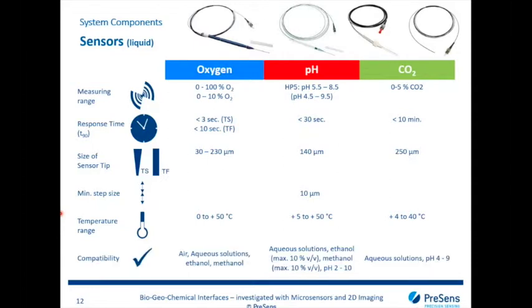So our oxygen sensors can be applied both in air as well as in aqueous solutions. It's also possible to use them in ethanol or methanol, or if you need to clean them, it's also possible in 100% ethanol or methanol. For pH and CO2, they both need to be applied in aqueous solutions so they don't work in a dry environment. And for cleaning procedures, you could also use ethanol and methanol for pH. And the pH range where you can use the pH and CO2 sensors is restricted to about 2 or 4 to pH 9 and 10 respectively.